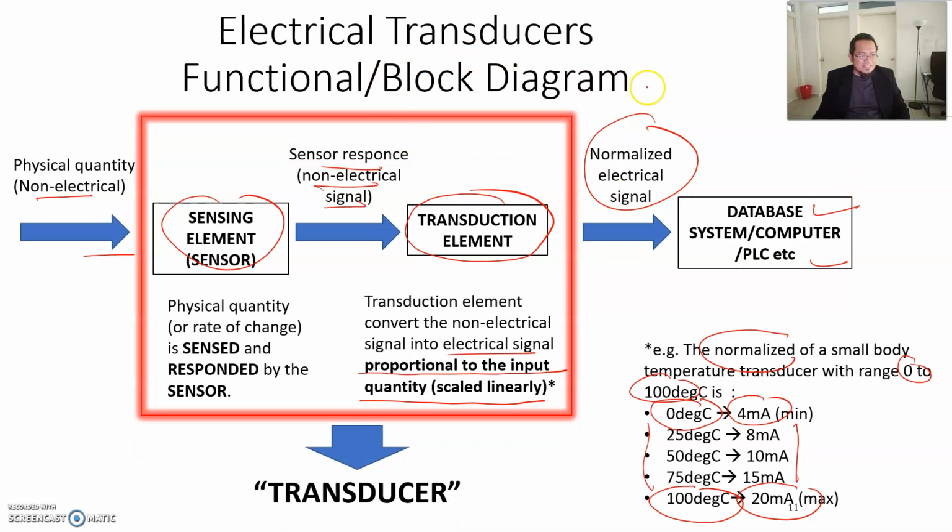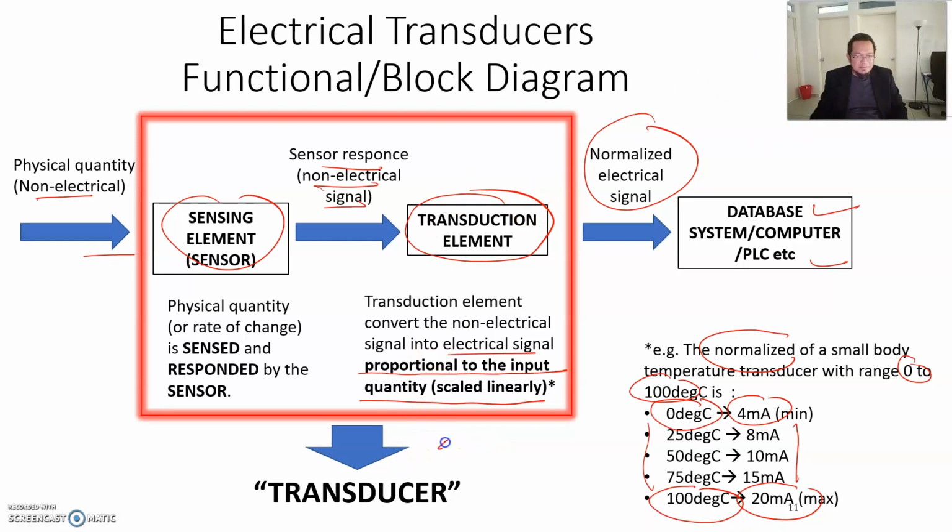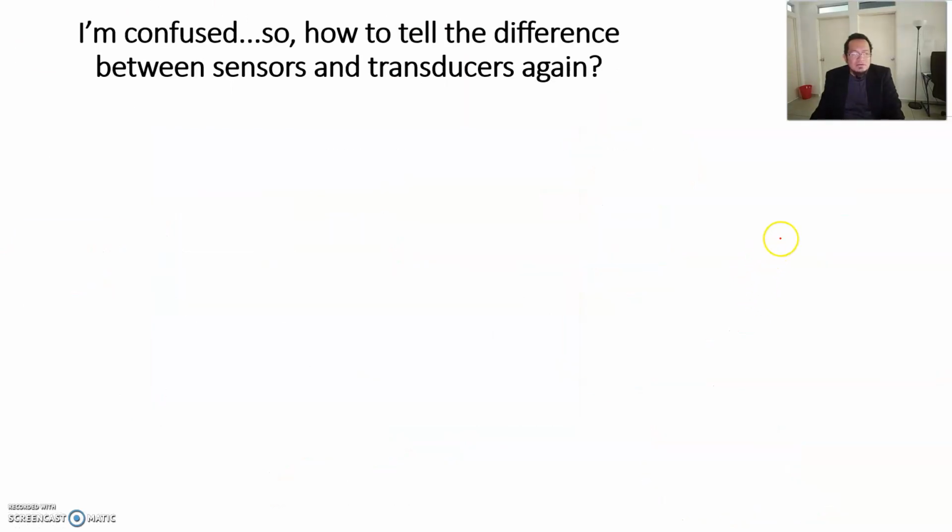So if we look at this block diagram, a transducer is basically this block here. This whole block is a transducer. It contains the sensor plus the transduction element. That's the input, and that's the output for the transducer. The whole red block is called a transducer. So maybe you're still confused about how to tell the difference between sensors and transducers.